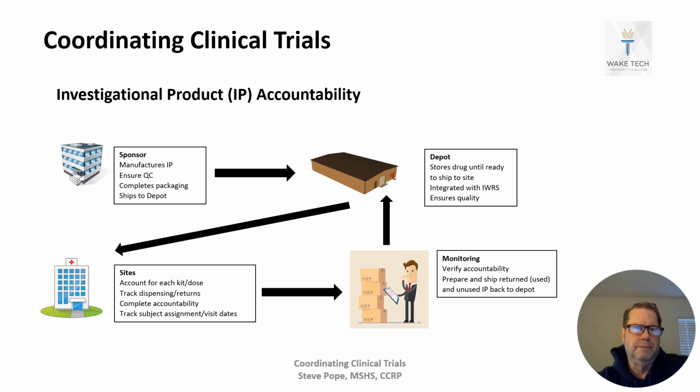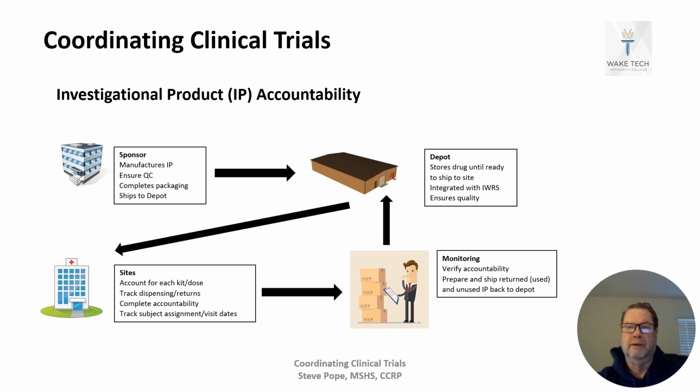Once the drug shows up in a shipment in a box at their site, they're going to make sure that the contents of the box match the packing list, and then they're going to check it in the IWRS system to indicate that it's received. In some cases, they might get the IP and something may have occurred. It may have been damaged during shipment, and so that needs to be indicated in the IWRS system as well.